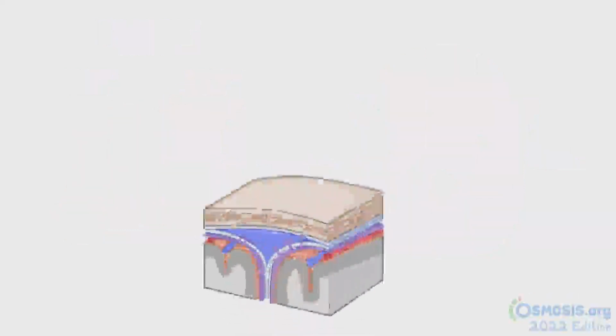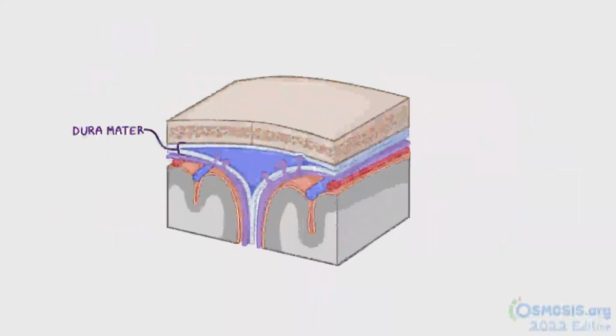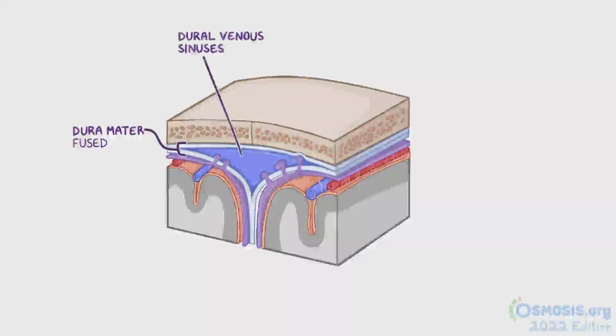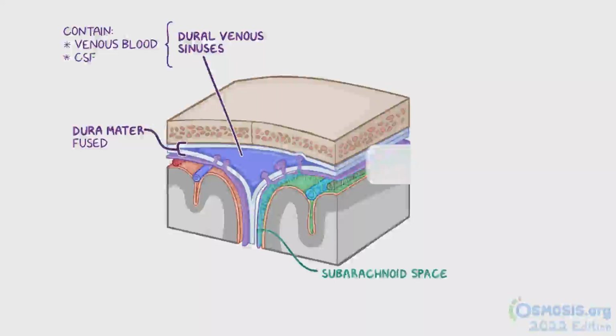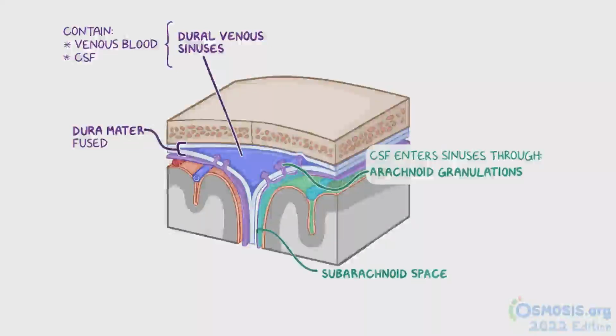Now, as we said before, the two layers of the dura mater, for the most part, are strictly fused together. However, there are areas between the endosteal and meningeal layers that form spaces to accommodate the dural venous sinuses. These dural venous sinuses contain venous blood from the cerebral veins and also cerebrospinal fluid from the subarachnoid space. The cerebrospinal fluid enters the sinuses through structures called arachnoid granulations, which protrude through the meningeal dura mater into the dural venous sinuses. The contents of the dural venous sinuses ultimately drain into the internal jugular vein.